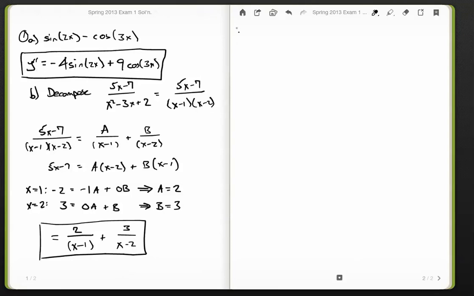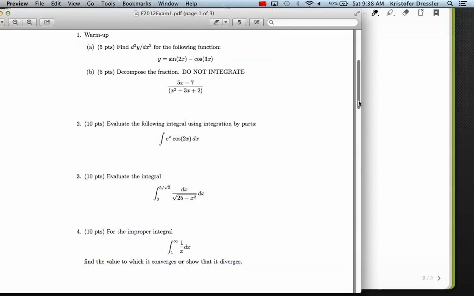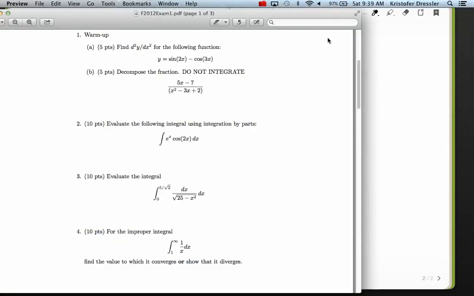Okay, so on to number 2, and I think this is the first little bit of calculus we had to do. Let's take a look. We had the integral of e to the x cosine of 2x dx. And let's see, what did I say? Oh, I told you to use integration by parts.